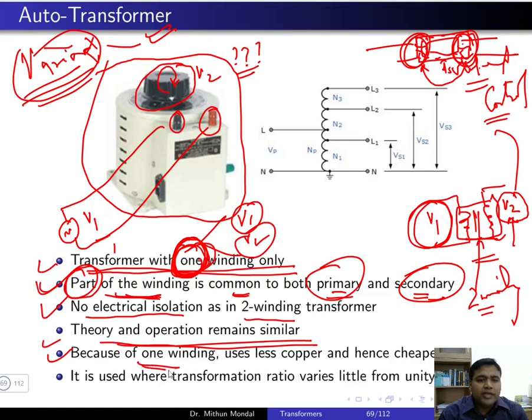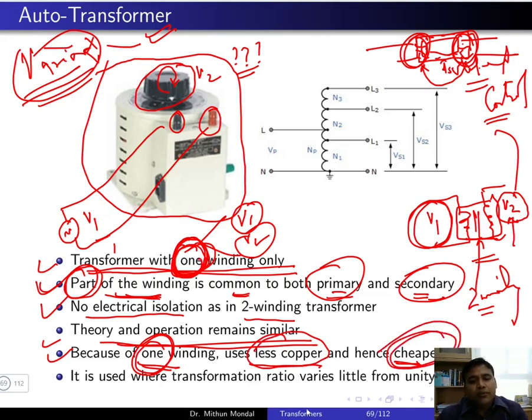Because of one winding, it uses less copper and hence is cheaper. If one winding is there, obviously less copper will be utilized and hence it will be cheaper. So an auto transformer will be cheaper compared to the two winding transformer because less copper is involved. It is used where the transformation ratio varies little from unity. If you remember, K is equal to N2 by N1.